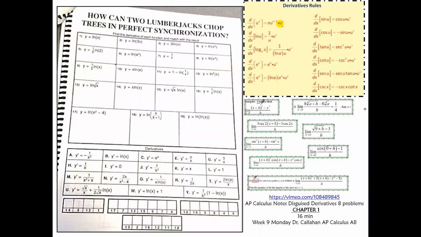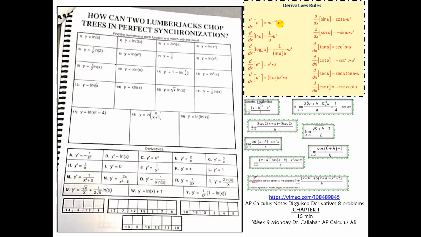Okay, so how can two lumberjacks chop trees in perfect synchronization? So take a look over here on the right side. You have a bunch of derivative rules, and I also introduced you guys to u, which is the chain derivative. So today we're going to talk about ln u. The derivative of ln u is going to be 1 over u times u prime. So that's where the chain happens. But we're going to be mixing that with the quotient rule, the trig functions, etc. So that can definitely make it a little bit more complicated.